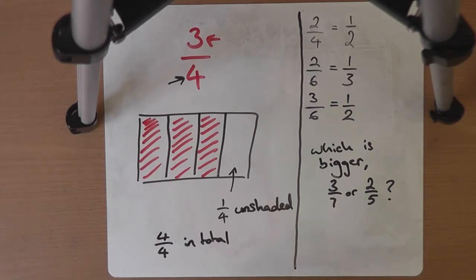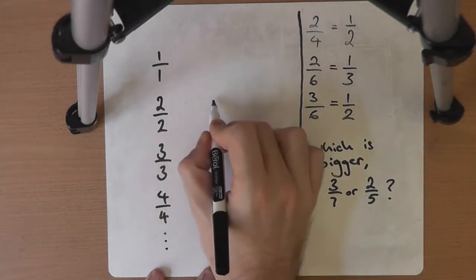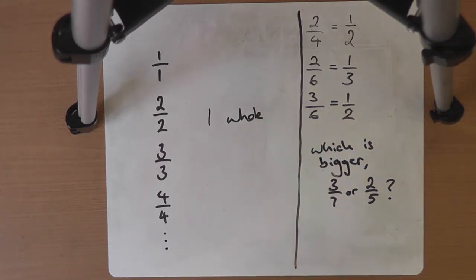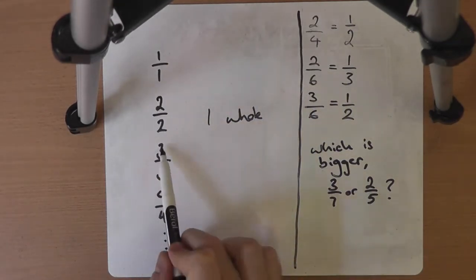And 4 quarters is just a fancy way of saying everything. 4 out of 4, everything that's there. And that will be true for any kind of fraction. 1 out of 1, 2 out of 2, 3 out of 3, 4 out of 4, and so on, 10 out of 10, 100 out of 100. It doesn't matter how big the pieces are. If we are looking at all of the pieces, we are looking at everything in total. It is just one whole in total.